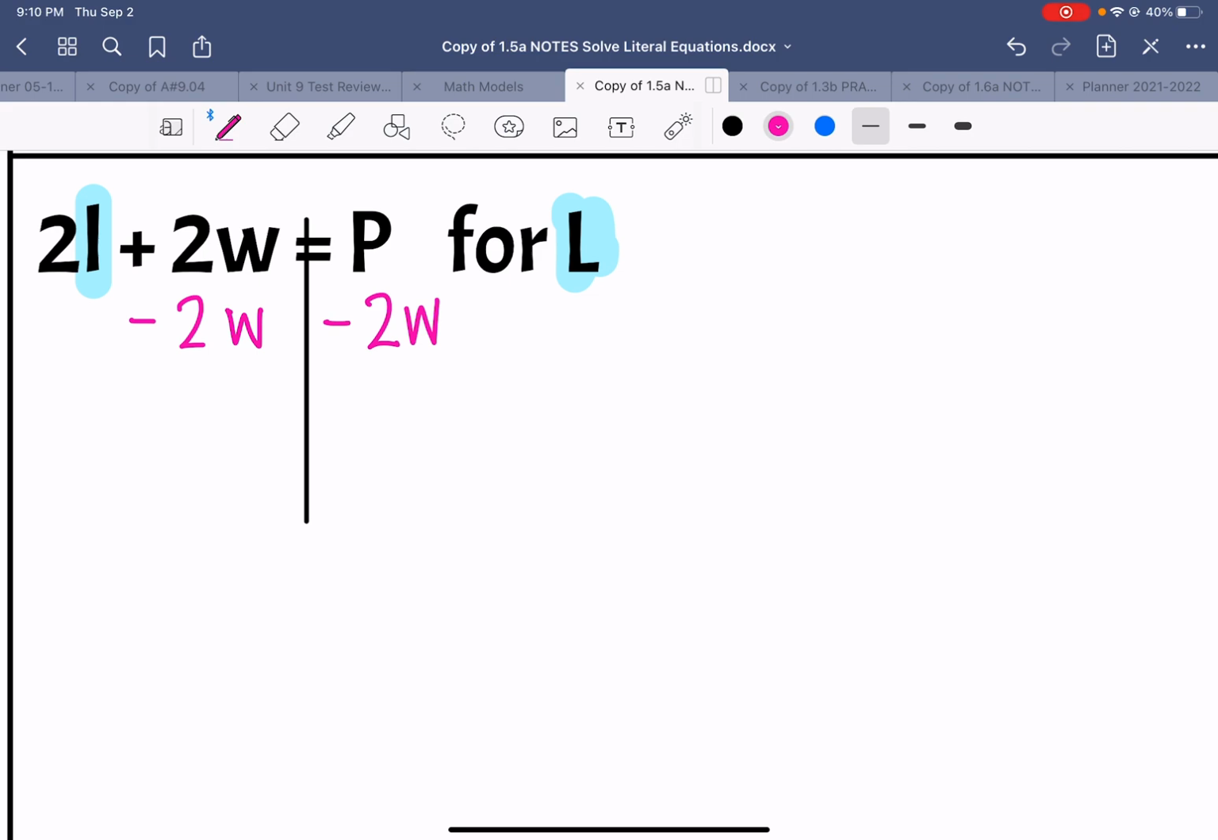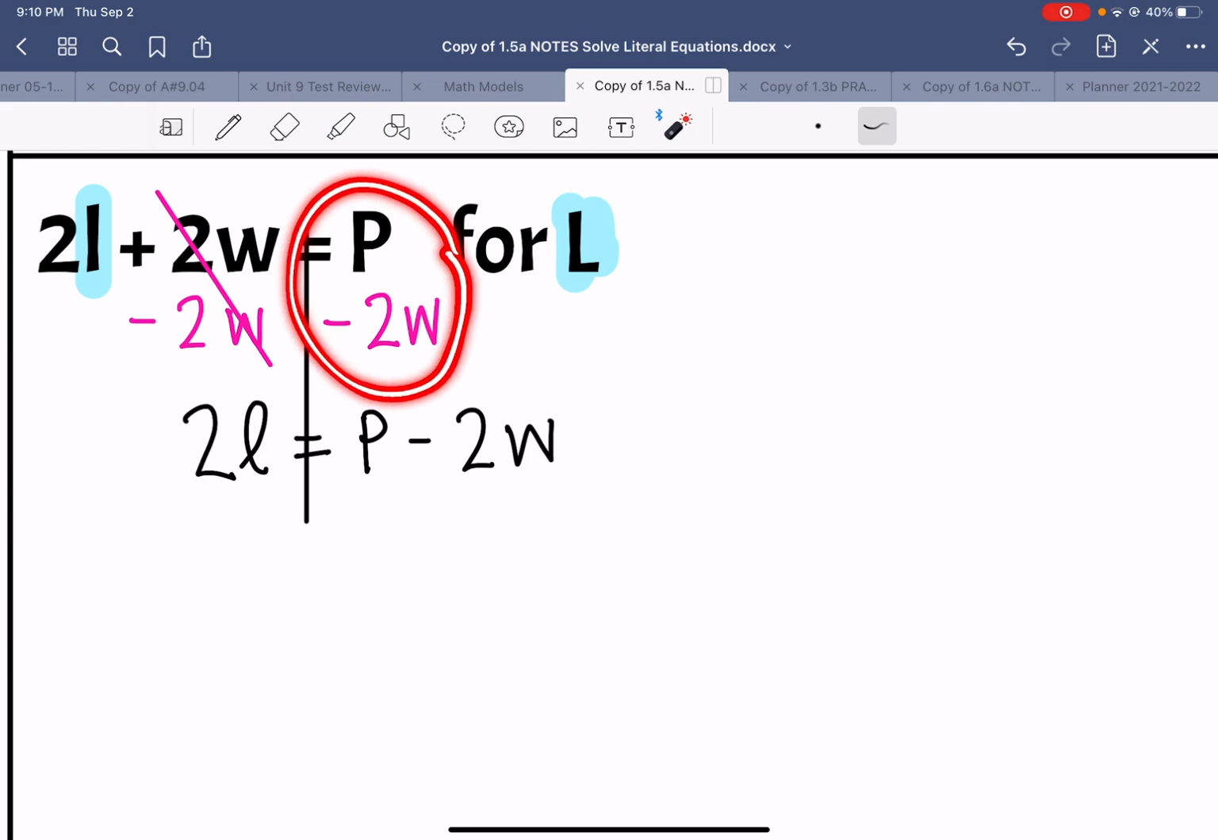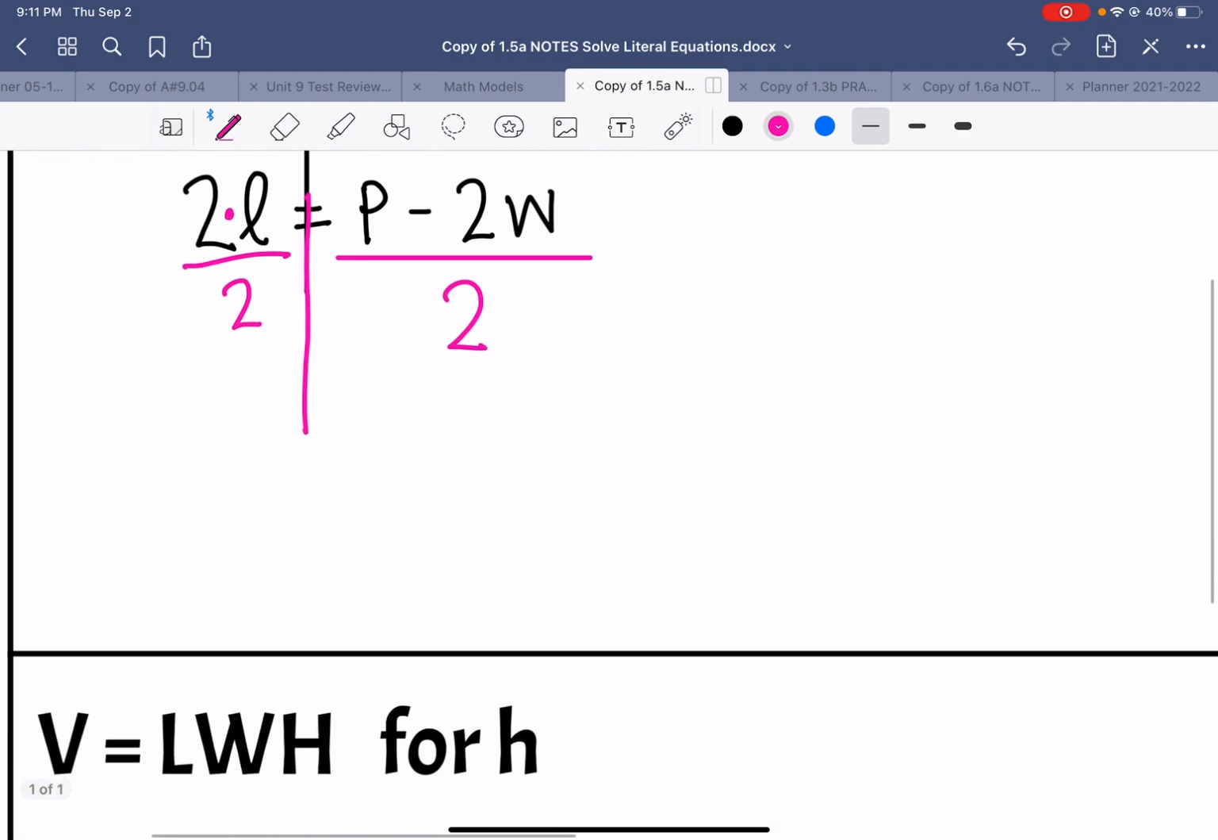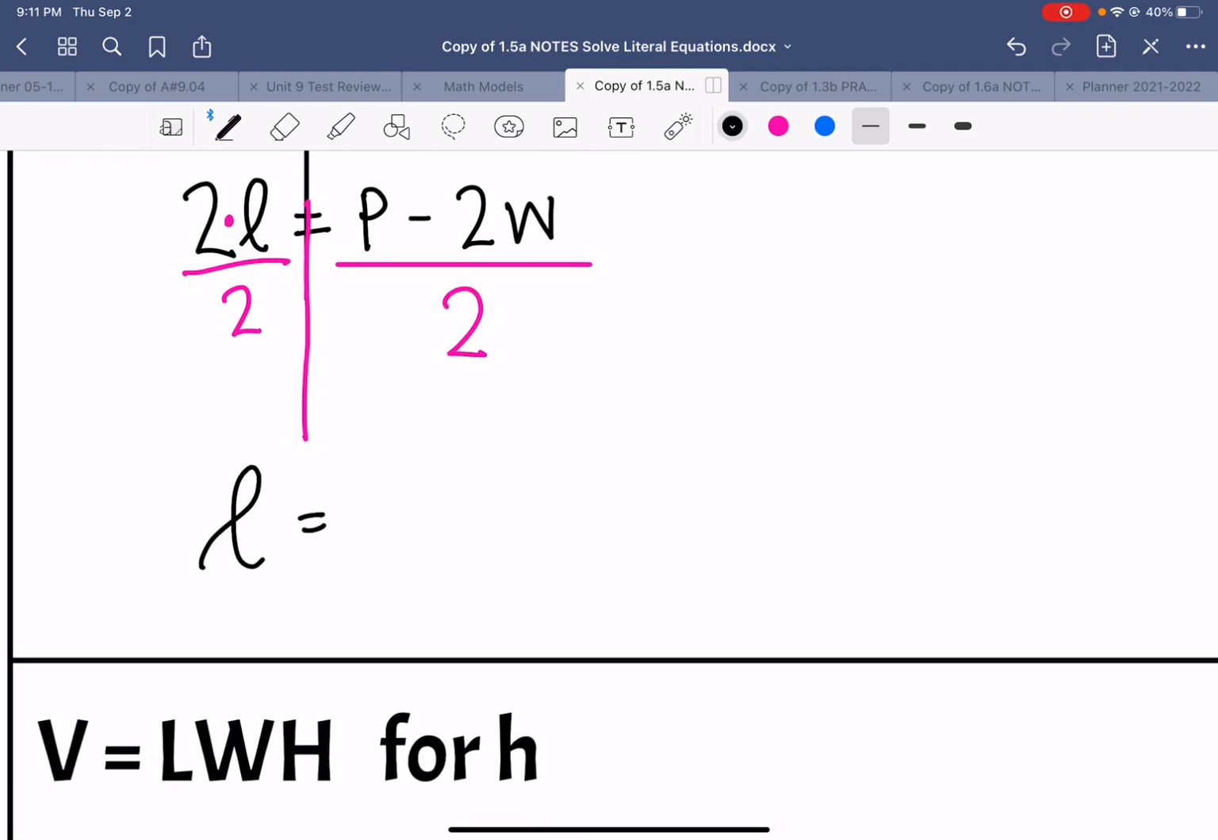What I do on one side, I must do to the other, so it moves from the left side to the right. I'm left with 2L on the left side, and P minus 2W on the right, because I cannot combine these or subtract them from each other since they're not the same term. As I'm looking at my new equation, I see that 2 is multiplying L, so I must undo that by dividing by 2. Then I'm left with L equals P minus 2W divided by 2.